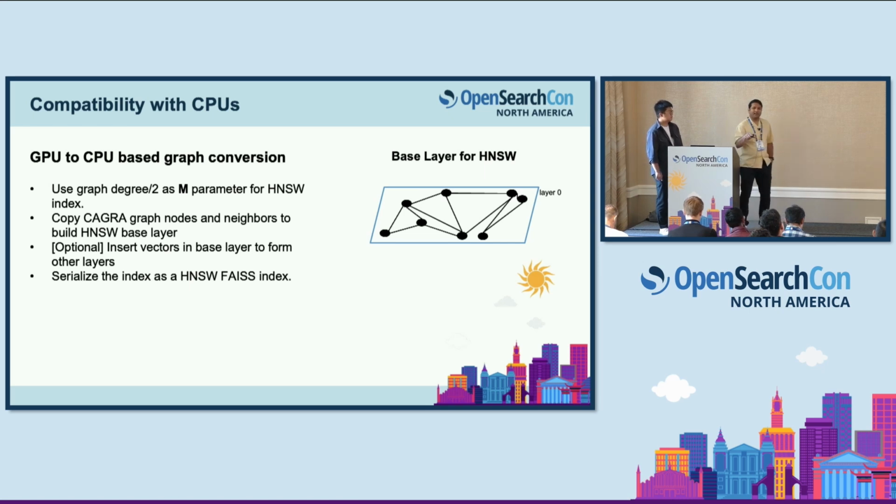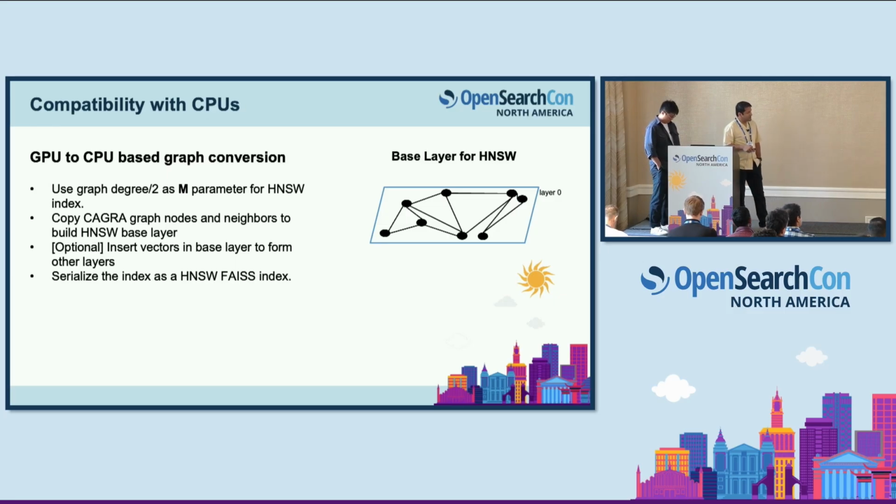M is very important. M basically defines the number of bidirectional links that you can have. The way we have mapped CAGRA to HNSW is whatever the graph degree present on CAGRA is, we take half of it, which acts as the M parameter. That basically tells you the number of bidirectional links. This is the first step we do. The second step is we copy the CAGRA graph nodes and their neighbors to build the HNSW base layer. So it's a simple copy where, if this node has 4 or 5 or X number of neighbors, just map them into the HNSW data structure properly. And we build the whole base layer.